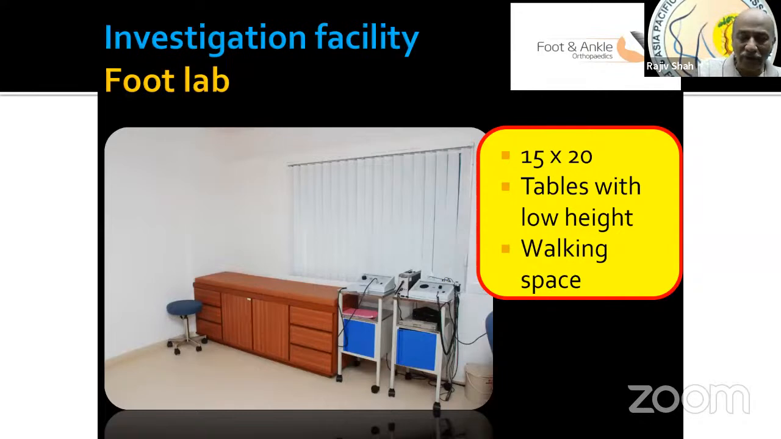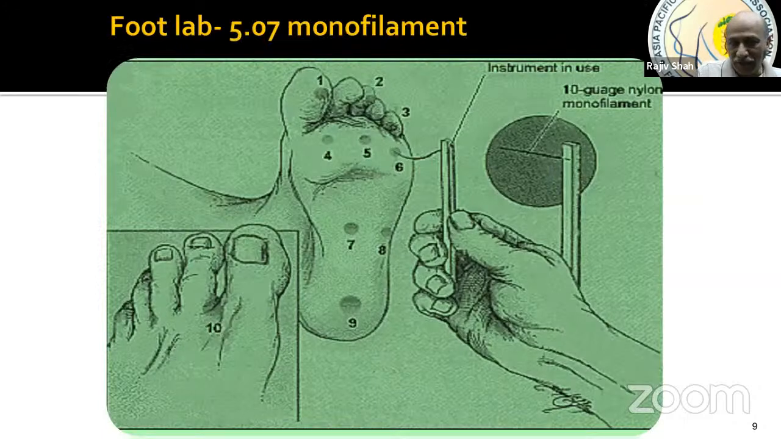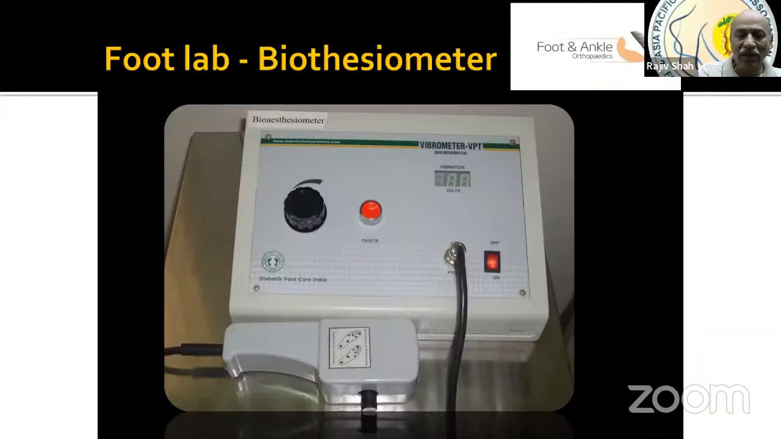And then for your investigations, you should have what is called a foot lab. That is the name I have given. It's an area of 15 by 20 square feet where you have a table with a low height, and then you have a walking space. And the kind of equipment you have in your foot lab is monofilament to test the pressure sense, and to diagnose neuropathy.